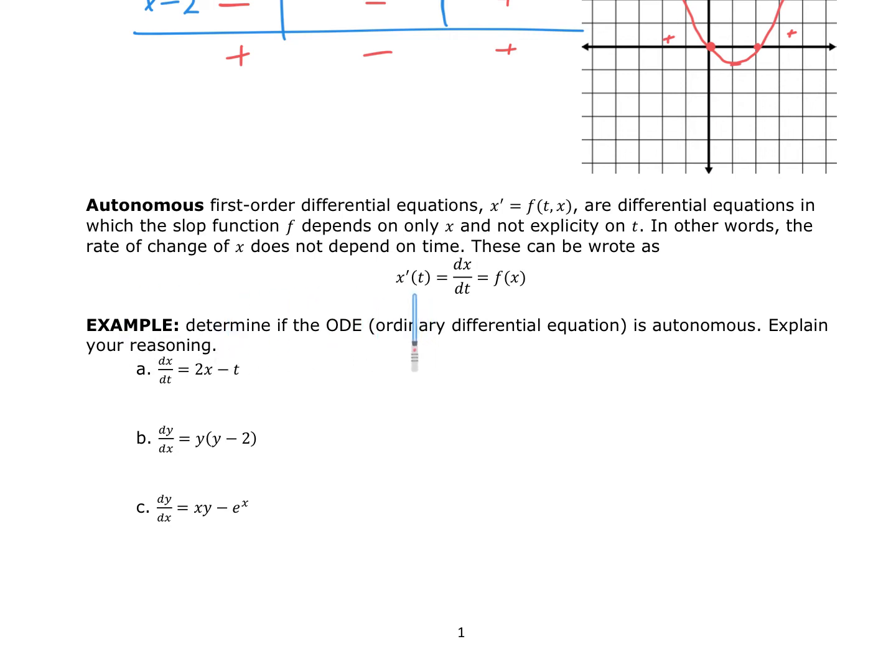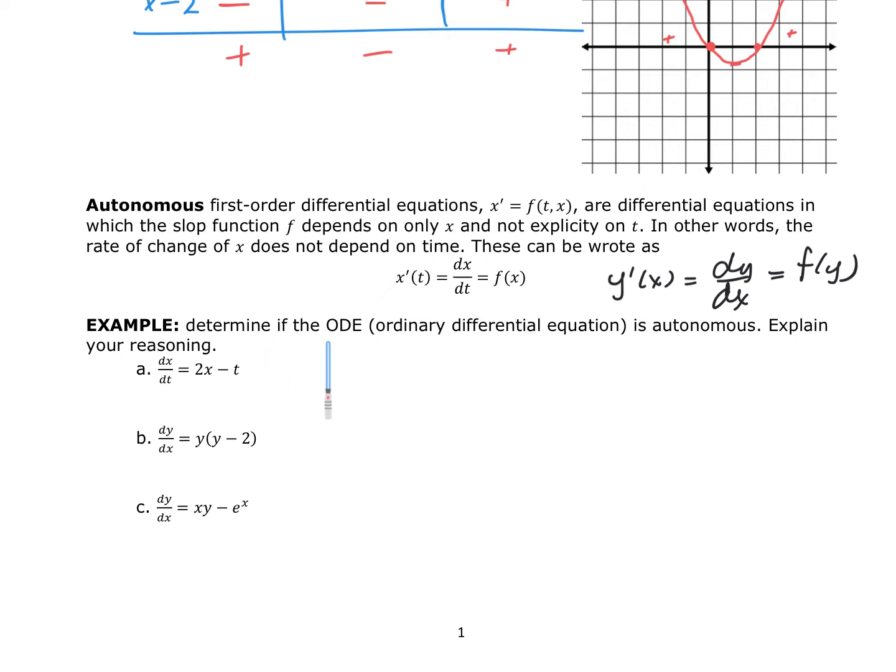They can be written in this form: x prime of t is equal to dx/dt, which is equal to f of x. Another way you may see this is y prime of x is equal to dy/dx, which is a function of y. I know we keep moving between x's and t's and y's and x's and y's. It just depends on the book or the sources for the homework. So we want to be able to be fluid with it.